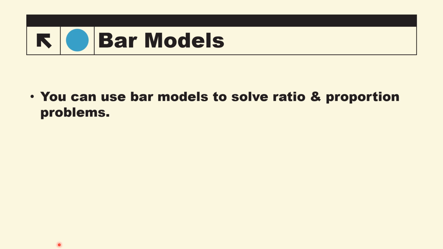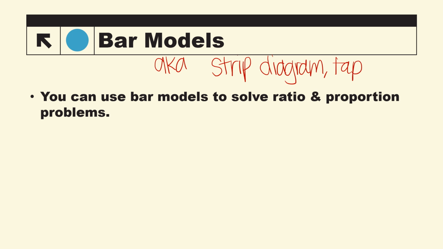All right, so bar model, also known as a strip diagram, like a strip of paper. Or it could be called a, what did we say? Tape. Yeah, a tape diagram. And I'm thinking like a measuring tape.